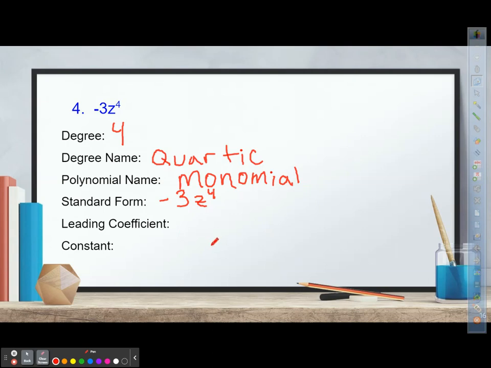All right, Adriana, what would be the leading coefficient? Good job. And Kaden, what would my constant be? -3. No, because it doesn't have the variable, so it's probably 0. Perfect. So if there's not one going on, you just put 0. So a constant is something with no variable.